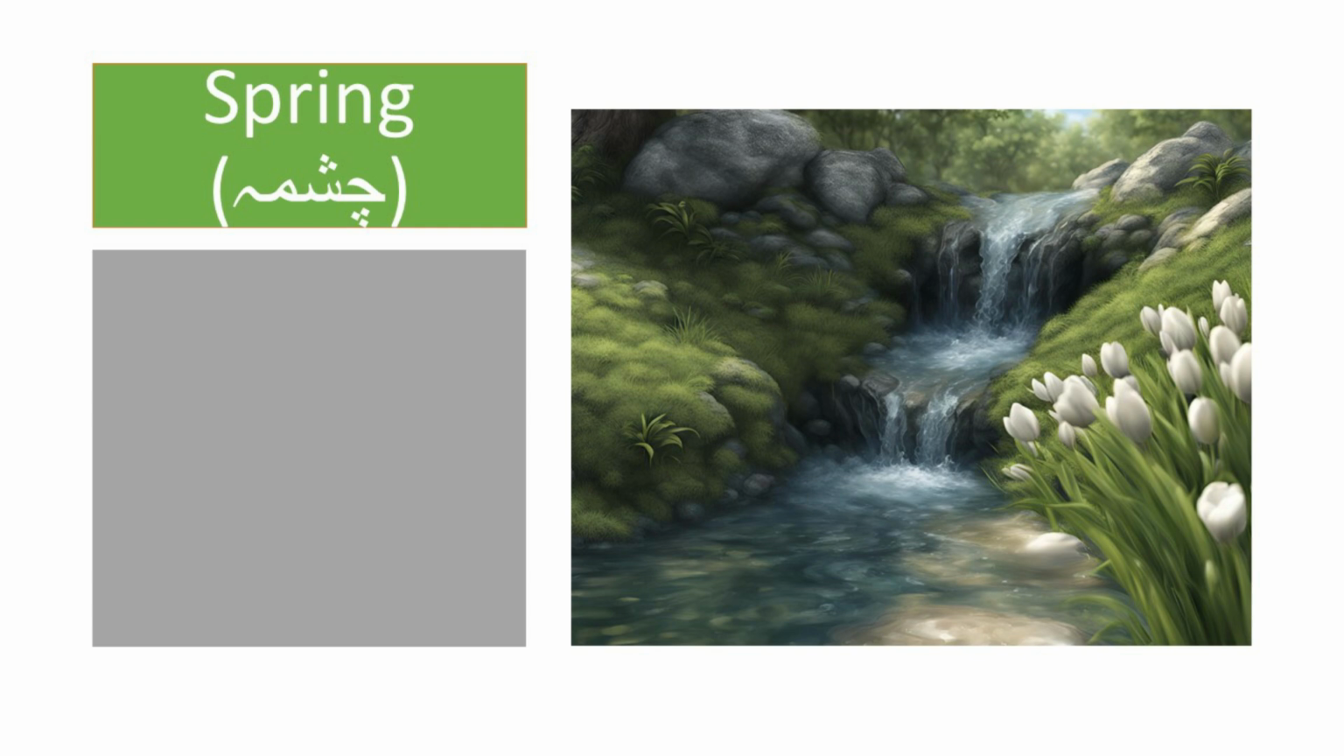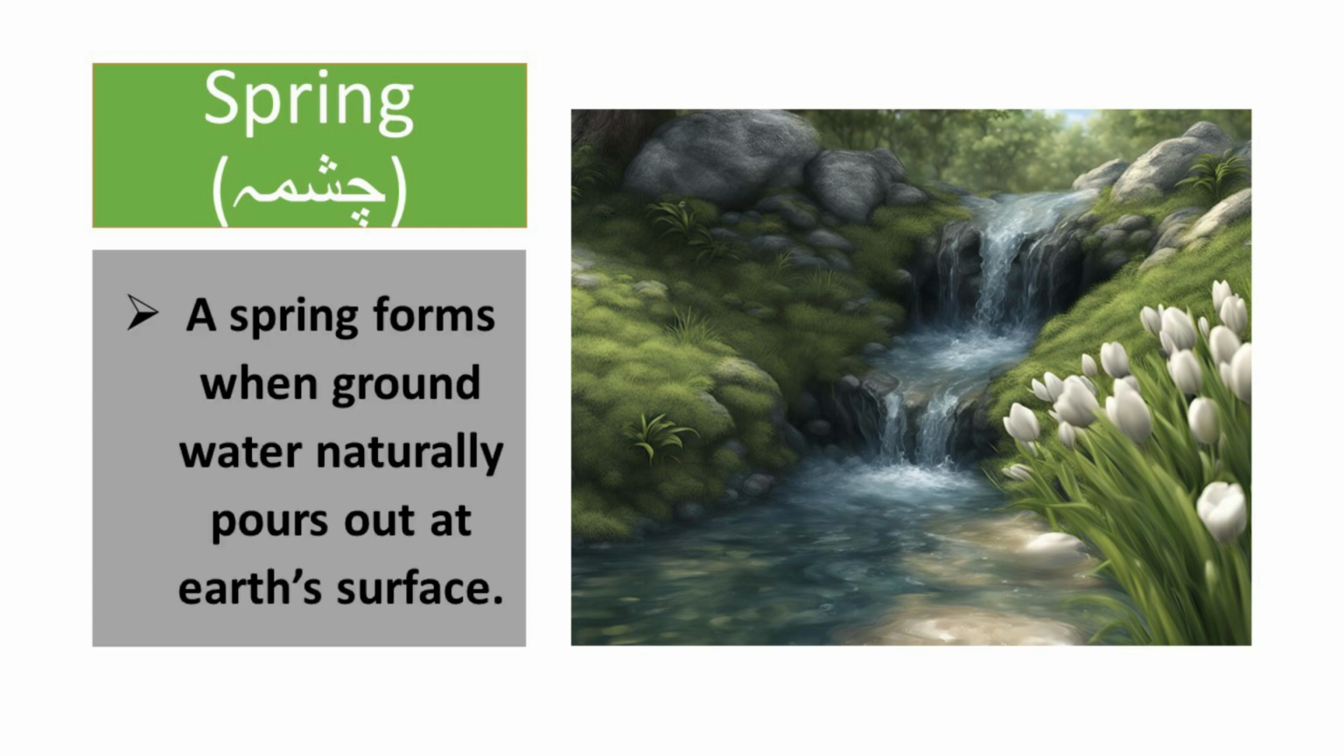Moving on towards spring. A spring is formed when water spurts out, when water comes out from underground and starts flowing at ground level. We call it a spring.